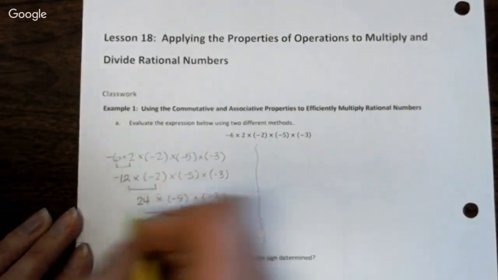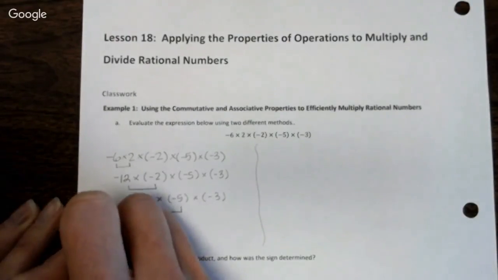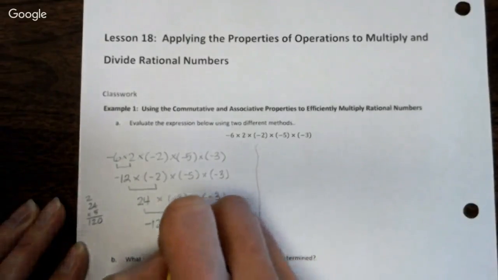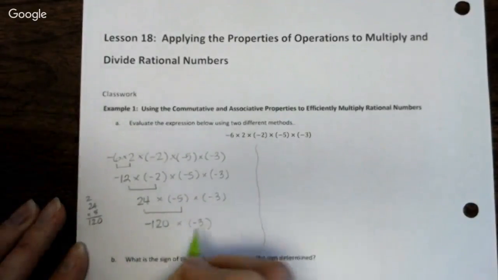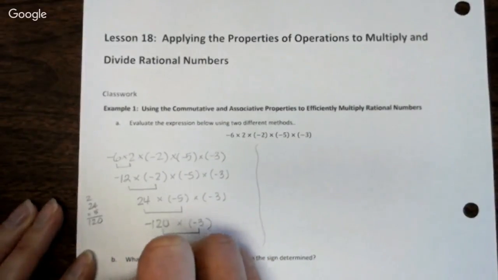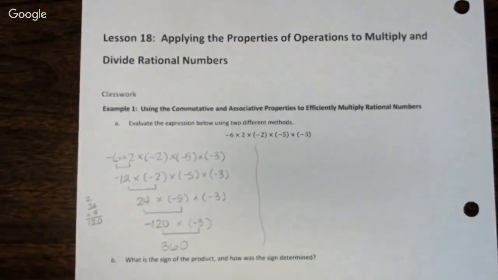24 times 5, I'm going to go over to the side of the page. 24 times 5 gives us 120. Opposite signs, negative answer. And 120 times 3 gives us 360. Same signs, positive answer. So that's one way we could do it.